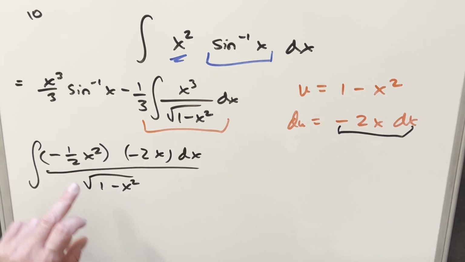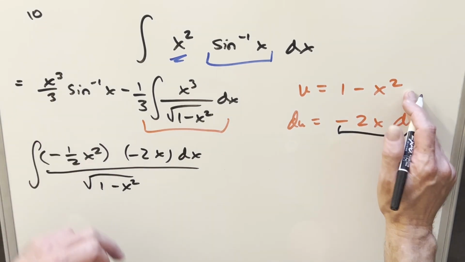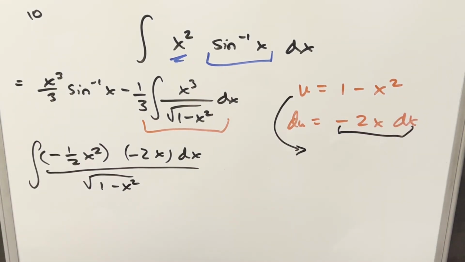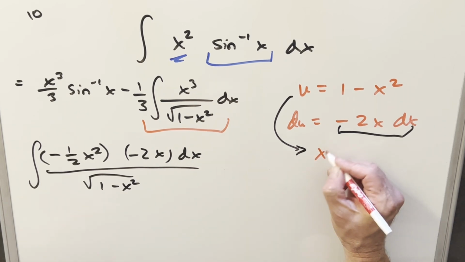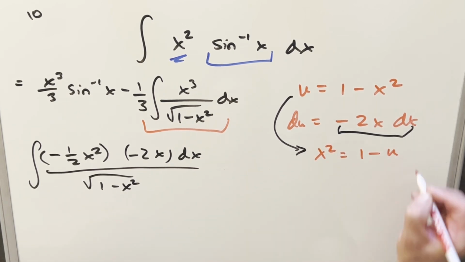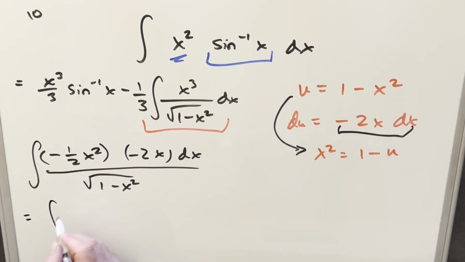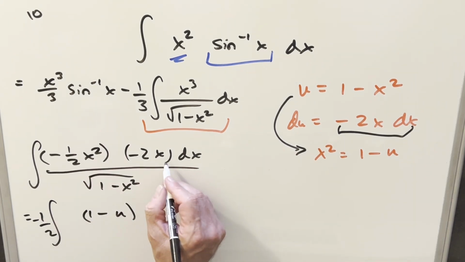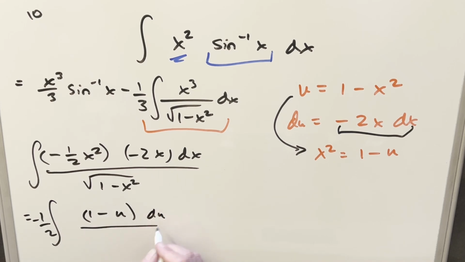One more thing before I substitute: I'm going to want a value for this x squared. I can take this equation and rearrange it, and x squared is equal to 1 minus u. Now we'll substitute. I'll take this minus 1/2 in front of the integral. For x squared, we have 1 minus u. This is all du, and this becomes the square root of u. Then let's divide the square root of u into each of these terms, splitting it into two integrals to make it clear.